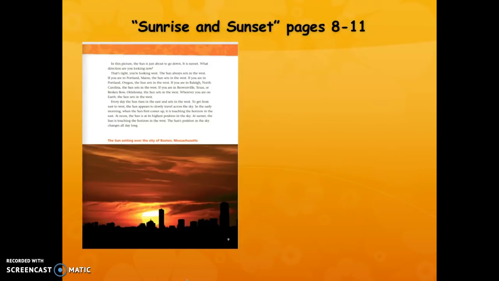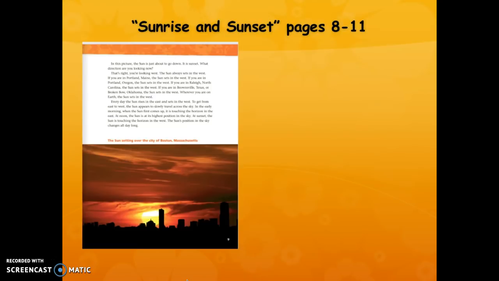If you were in Raleigh, North Carolina, the sun sets in the west, even though on our map, Carolina is down in the eastern part of the United States. So I'm continuing to read now. If you are in Brownsville, Texas, or Broken Bow, Oklahoma, the sun sets in the west. Wherever you are on the earth, the sun sets in the west. Every day, the sun rises in the east and sets in the west.